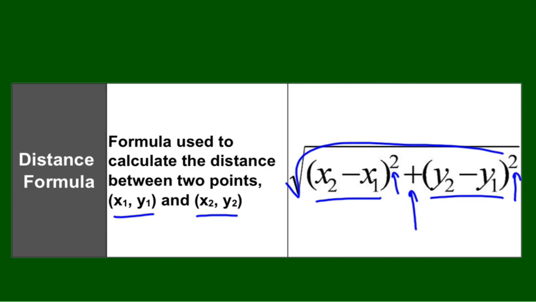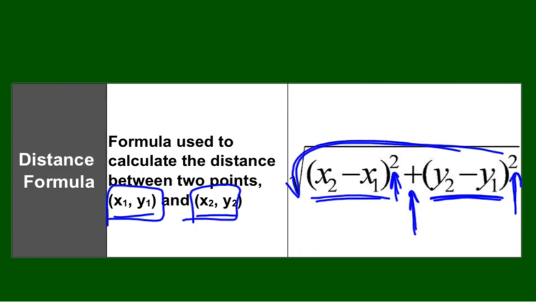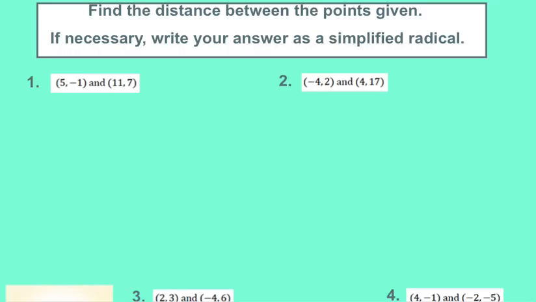So the distance formula is used in a graph or a coordinate plane. And here's what you're going to do. You're going to have 2 points in the coordinate plane: x1, y1, x2, y2. Subtract the x's, square it. Subtract the y's, square it, add it together, take the square root. So once again, subtract x's, subtract y's, square it, add it, take the square root.